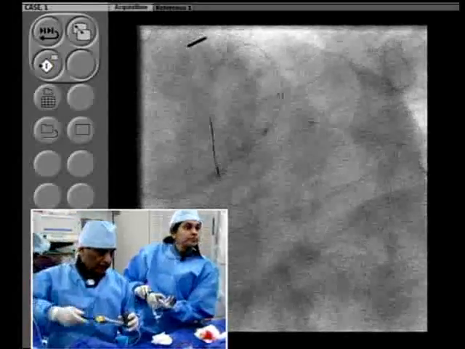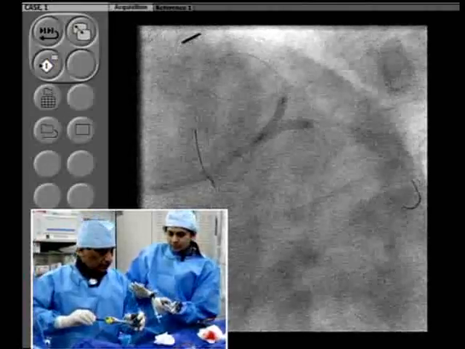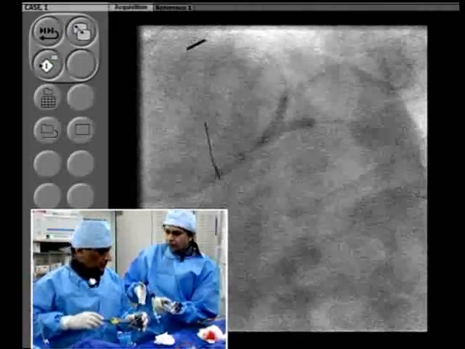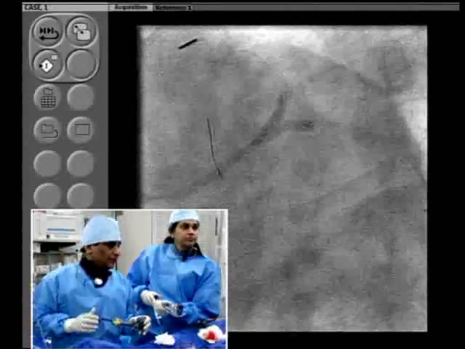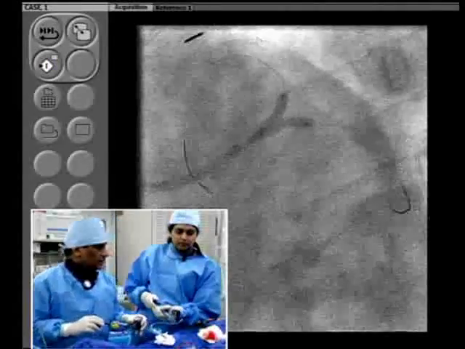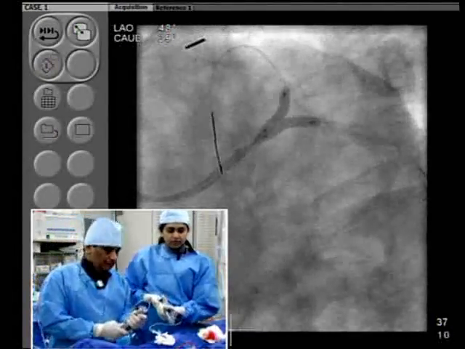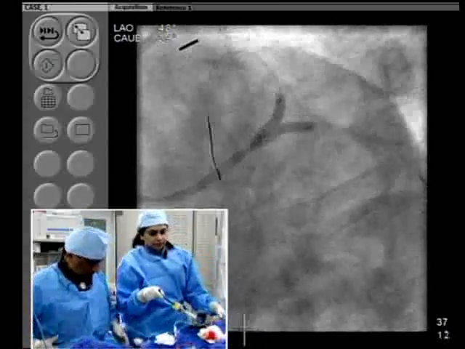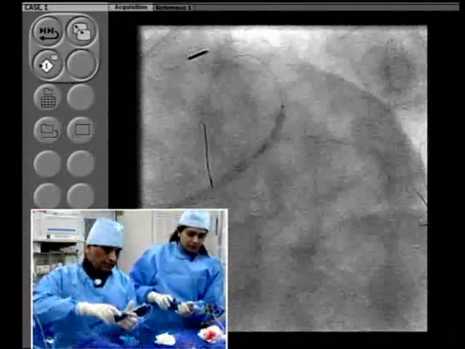Now, we are going with both of them here. Go to 60. Where are you going? The LAD should go up. Yeah, good. Since the circ was good, you can go a little higher, 20 atmospheres. And take a last picture, and then we'll be done. Okay, one more.